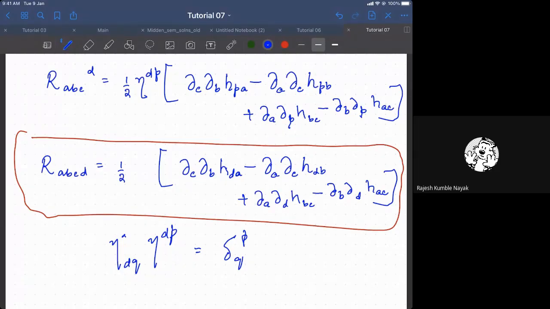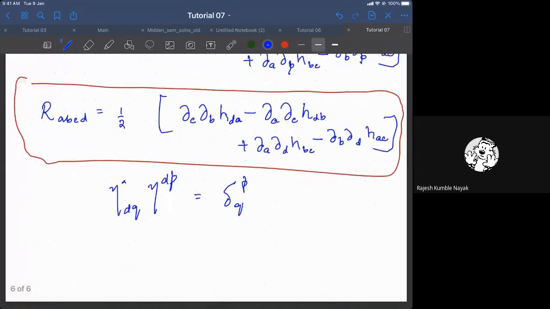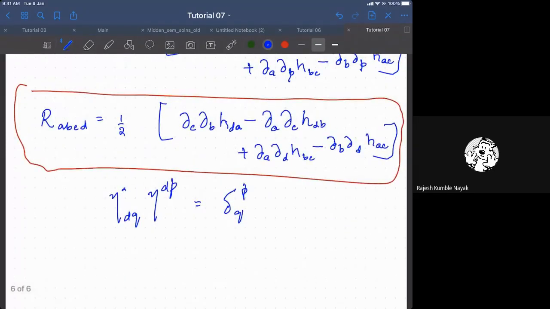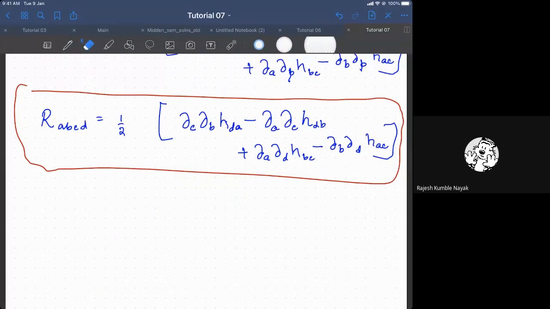Is that okay? Are you able to get the last expression which I did? I'm assuming that you guys are doing this expression parallelly as I am writing, not watching Netflix on other channel.